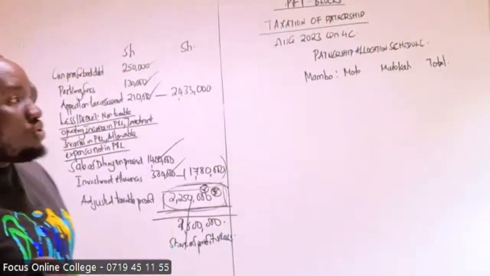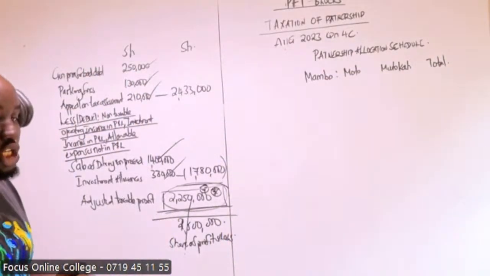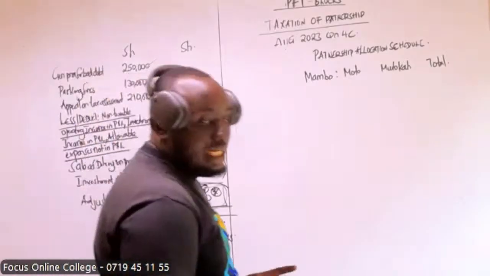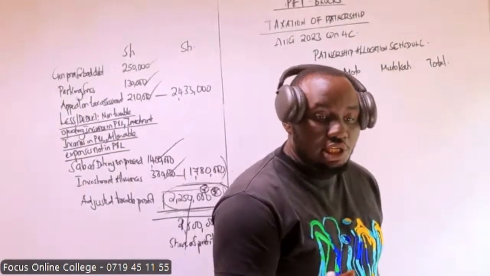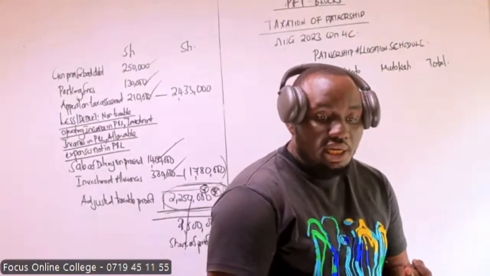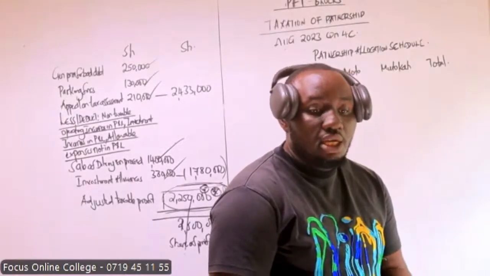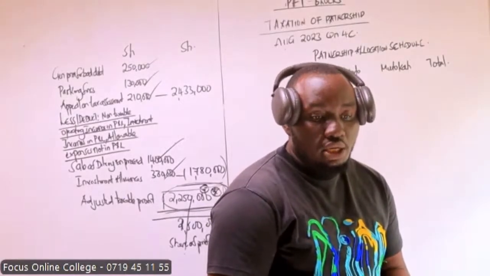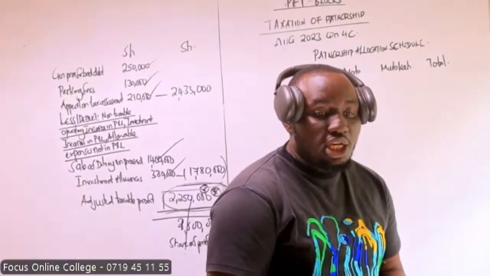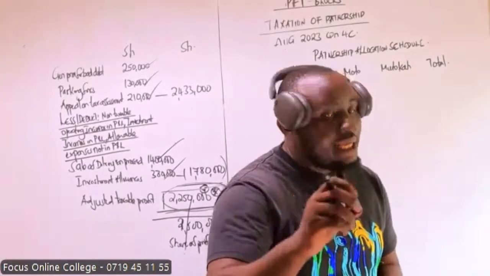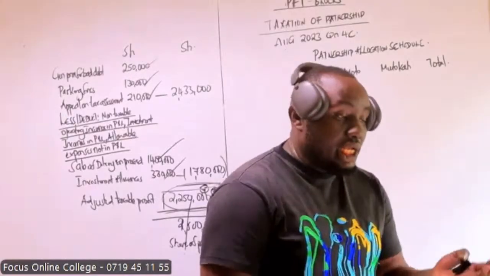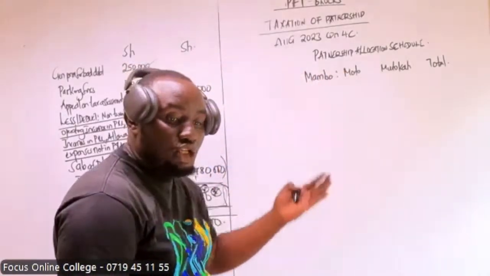I want students to understand what goes to the partners' allocation schedule. That is what you need to know, number 1, so that some things you just put them there. What goes to the partners' allocation schedule? Salaries to partners. Are we together? We have interest on capital. We have bonuses to partners. All commissions to partners. We have interest on drawing.